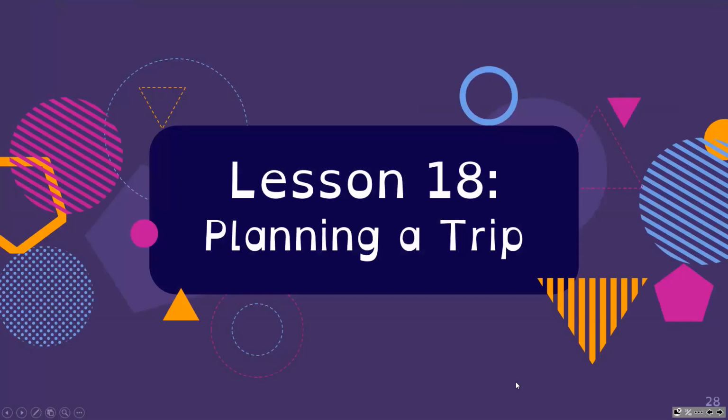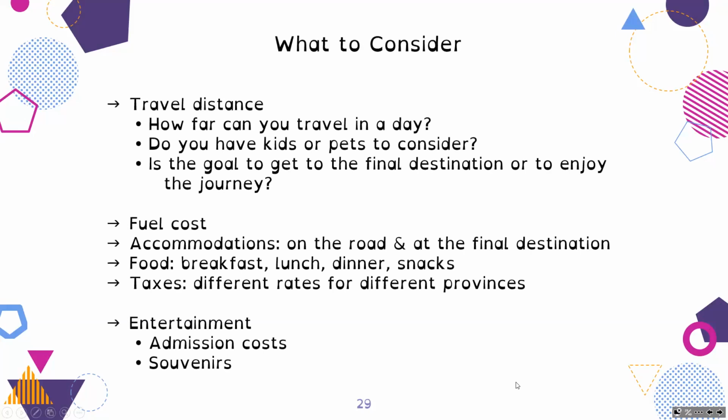All right, lesson 18 is planning a trip, which is really, really important for your culminating assignment because that's part of what you're doing. We're pulling all these other pieces together, but we are planning a trip in your culminating assignment. So things to consider are your travel distance. How far can you actually travel in a day? What's realistic? Do you have kids or pets to consider? You may not be able to travel as far if you have these small creatures in your vehicle.